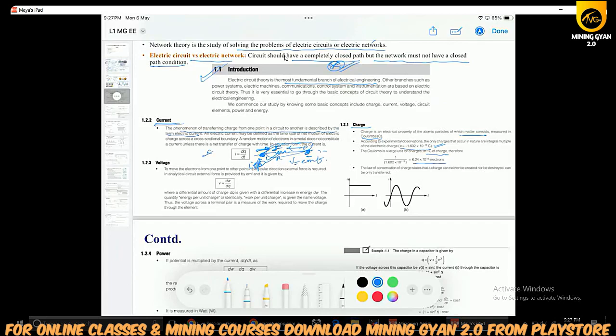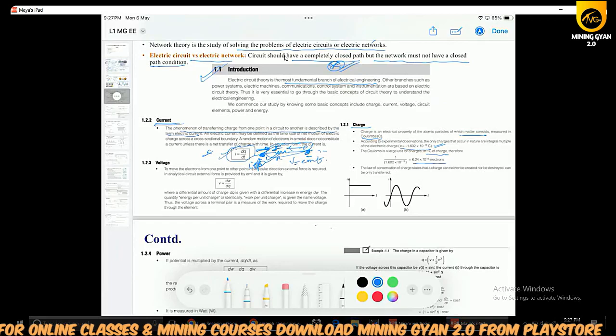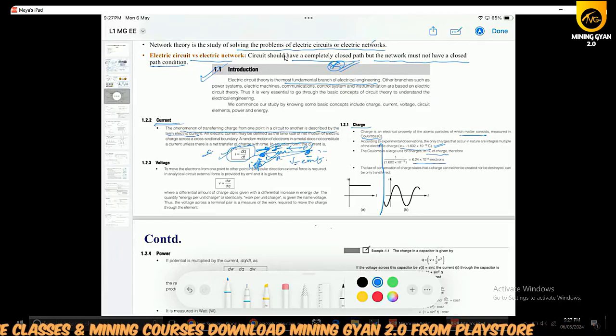Whereas current is the rate of charge, and that can be calculated as i equals dq by dt, meaning differentiation of charge with respect to time. So remember this equation, that will be helpful to solve the questions.